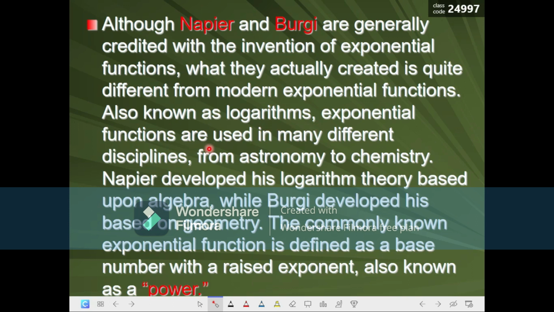Exponential functions are used in many different disciplines, from astronomy to chemistry. Napier developed his logarithm theory based upon algebra, while Borgy developed his based on geometry. The commonly known exponential function is defined as a base number with a raised exponent, also known as a power.